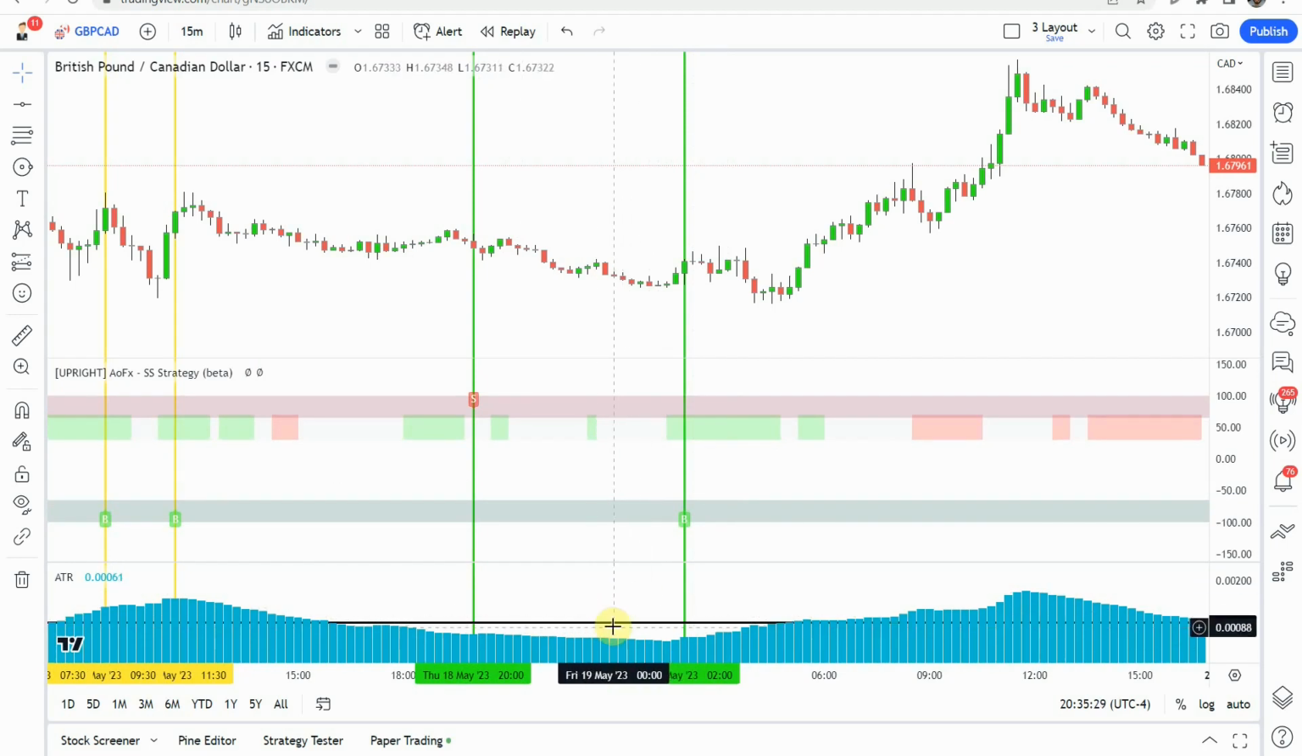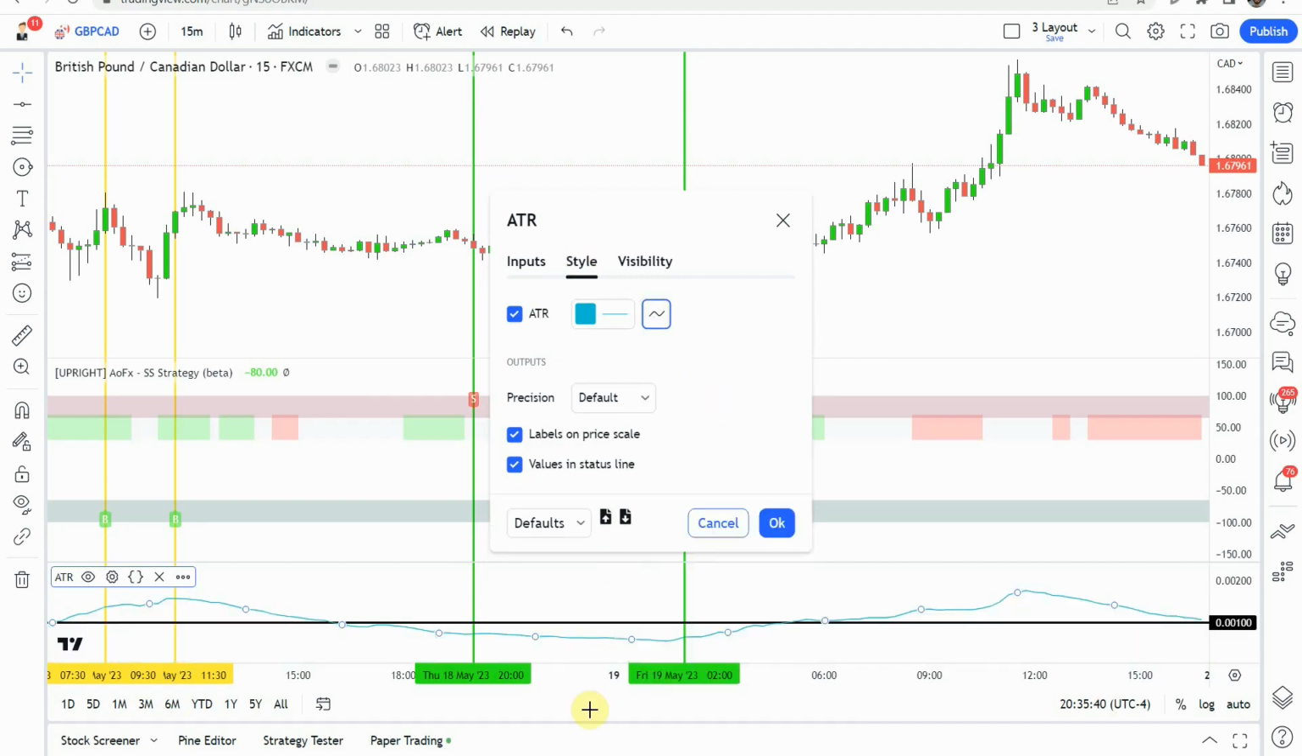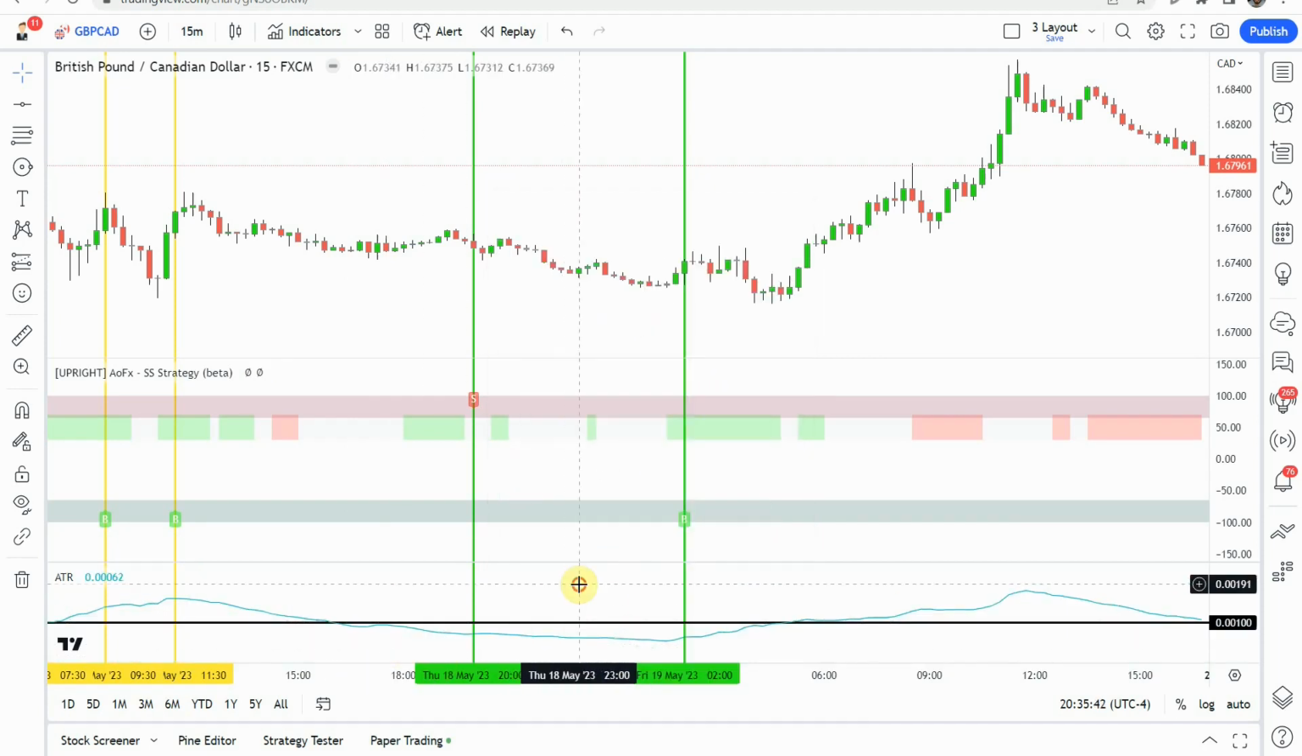So down at the bottom of the screen here is the ATR, just your average true range. So type in ATR, you'll bring that up. And when it comes up, it will actually look like this here without this black line.